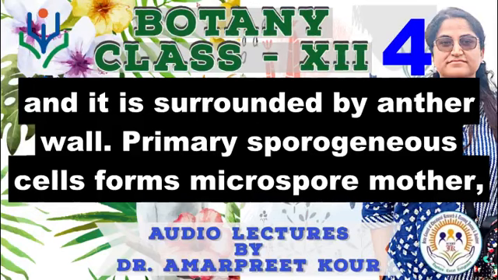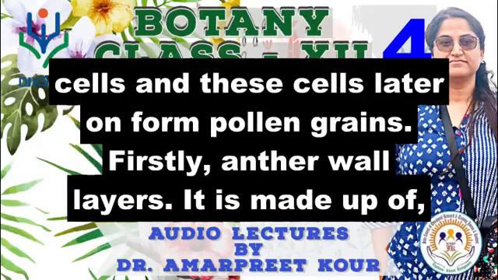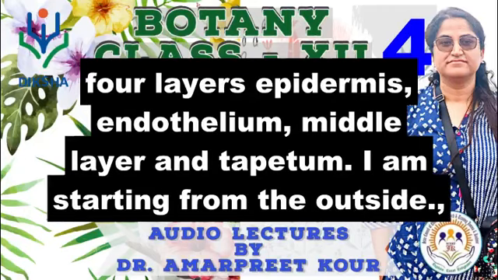Primary sporogenous cells form microspore mother cells, and these cells later on form pollen grains. Firstly, anther wall layers. It is made up of four layers: epidermis, endothecium, middle layer, and tapetum.